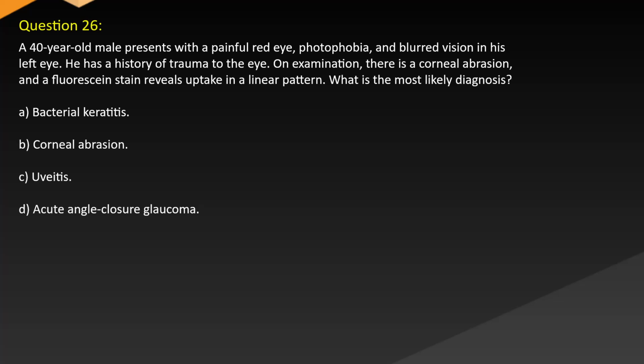Question 26. A 40-year-old male presents with a painful red eye, photophobia, and blurred vision in his left eye. He has a history of trauma to the eye. On examination, there's a corneal abrasion and a fluorescein stain reveals uptake in a linear pattern. What is the most likely diagnosis? A. Bacterial keratitis. B. Corneal abrasion. C. Uveitis. D. Acute angle closure glaucoma.